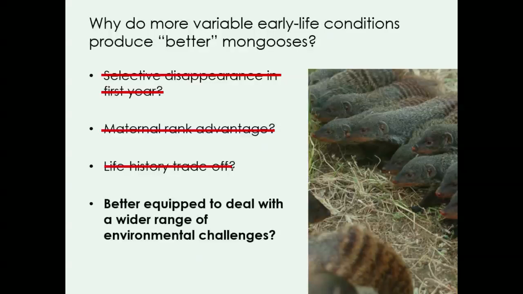So this kind of leaves us with a hypothesis. We don't really have any direct evidence to support this, but some idea perhaps that these individuals from more variable early life are better equipped to deal with a wider range of environmental challenges. And there's some literature that might tangentially support this for something like human health.